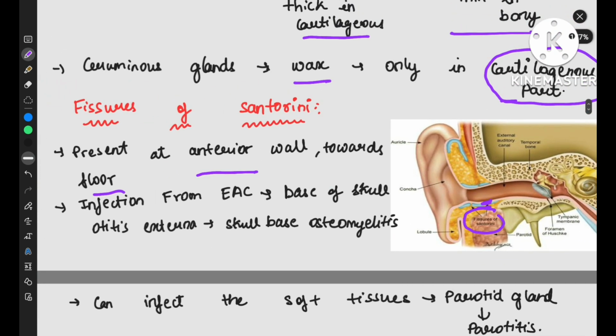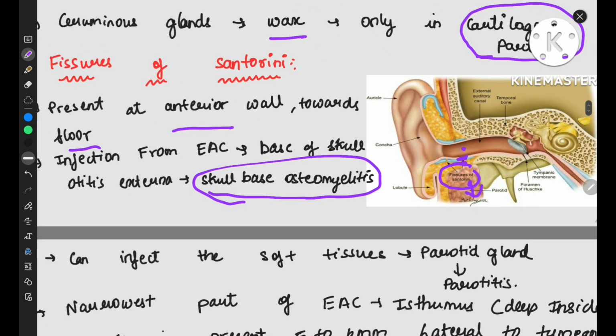If there is any infection of the external auditory canal, otitis externa can lead to passage of this infection towards the base of the skull and can cause skull base osteomyelitis. Any infection can pass into the base of the skull through the fissures of Santorini and cause skull base osteomyelitis. Or else it can enter into soft tissues like the parotid gland and cause parotitis.